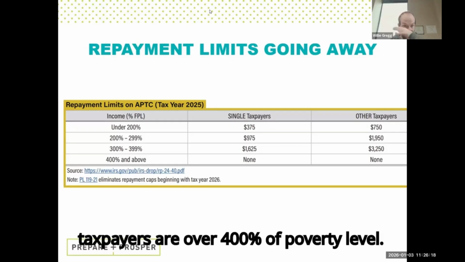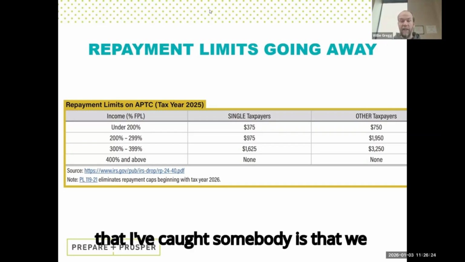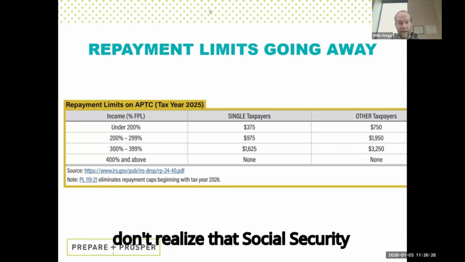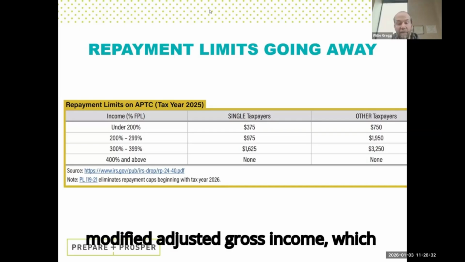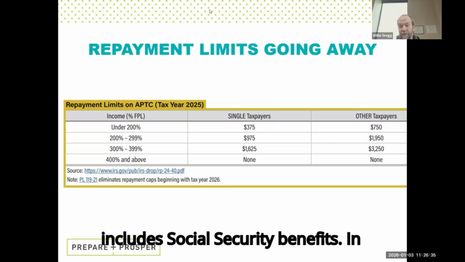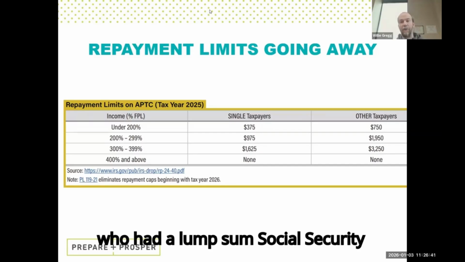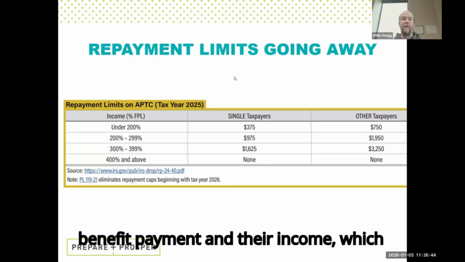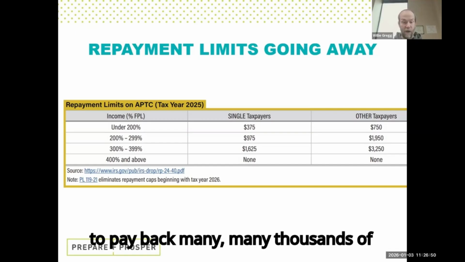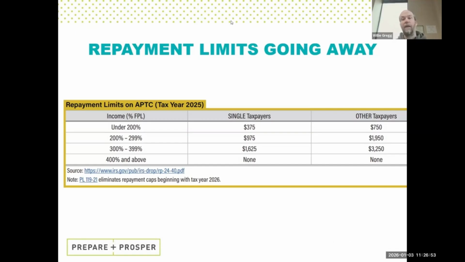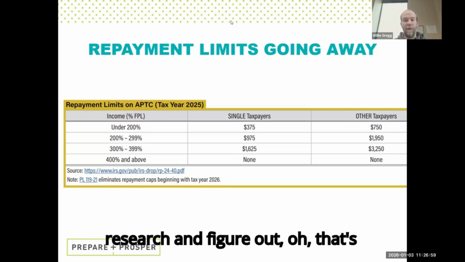And Mark said, I don't think any of our taxpayers are over 400% of poverty level. That's very likely the case. One thing that I've caught somebody on is that they don't realize that Social Security benefits are included in the calculation for this poverty level. It's modified adjusted gross income, which includes Social Security benefits. I had somebody who had a lump sum Social Security benefit payment, and their income put them over the 400%, and they had to pay back many, many thousands of dollars, and it was pretty rough. They weren't actually a P&P customer, it was just a phone call, and I had to do the research and figure out, oh, that's terrible.